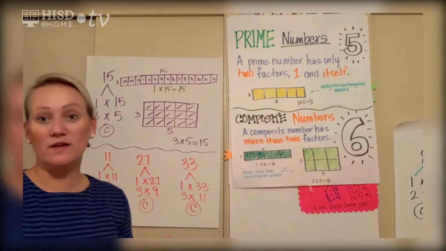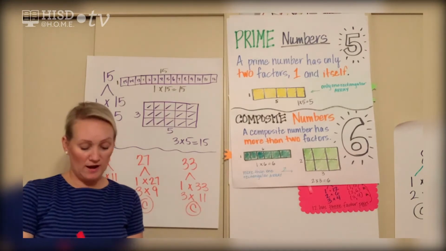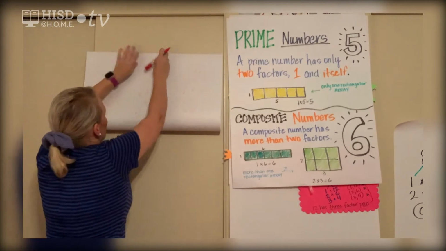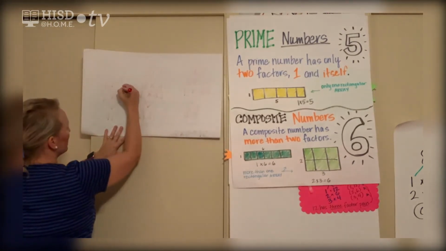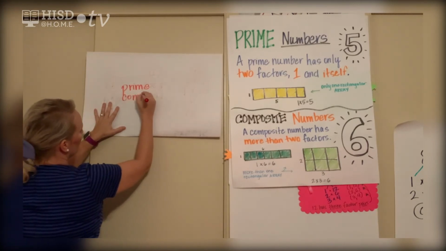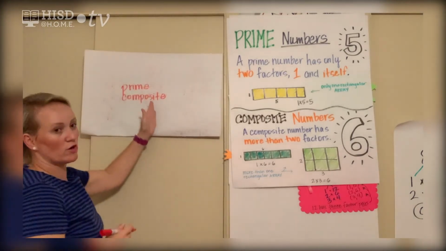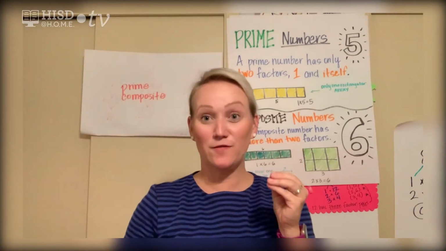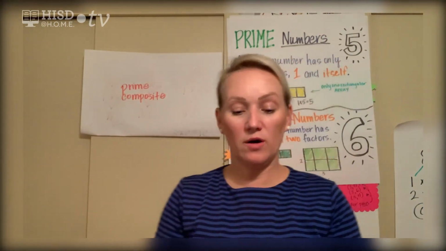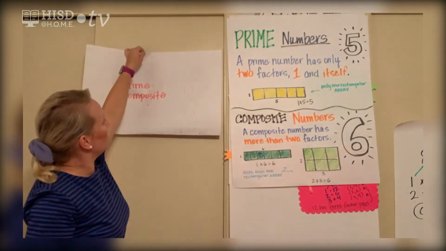And another way that a lot of my students remember this is that the word prime is shorter than the word composite. Look. So the word prime is a shorter word than the word composite. See, it's a shorter word. And prime numbers have fewer factors than composite numbers. So that's another way to remember it. But honestly, the more you practice, you're going to get really good at prime and composite numbers.